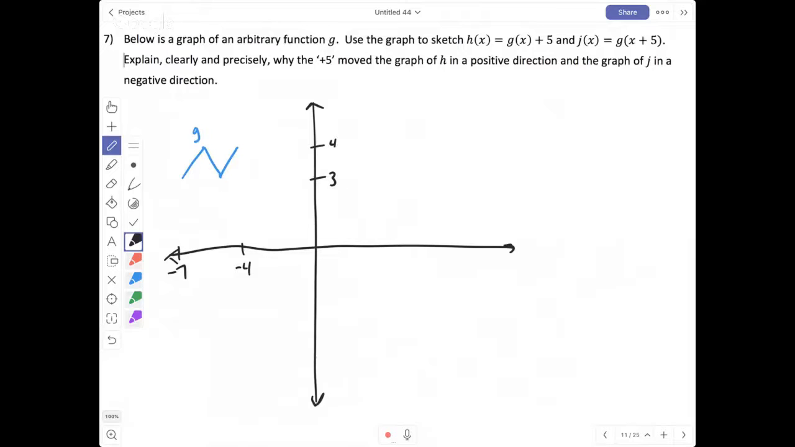Everyone agreed? That wasn't something you were supposed to know. I just made up an arbitrary function, so hopefully everyone gets that. Let me make a note. I made that up.